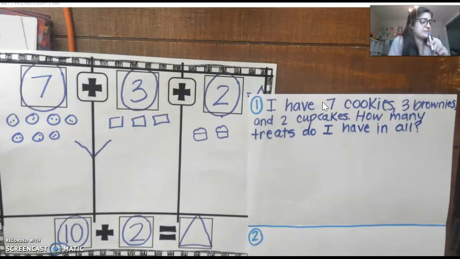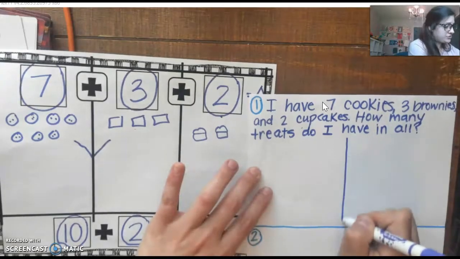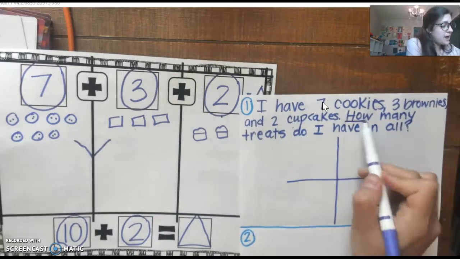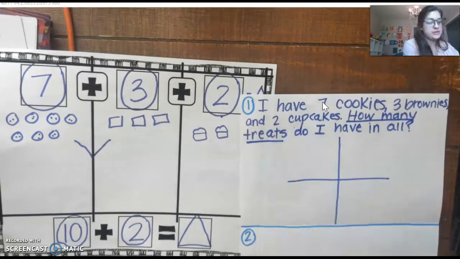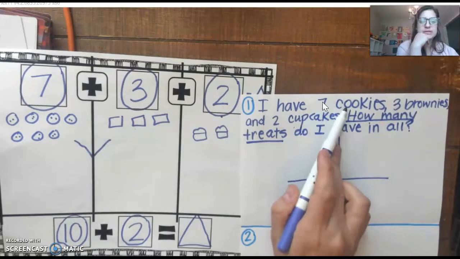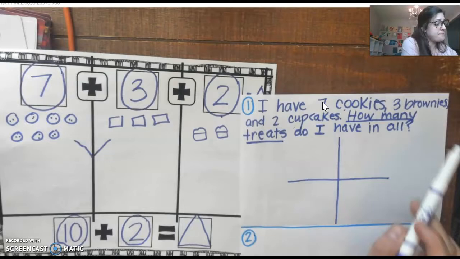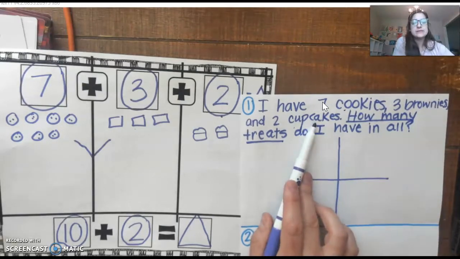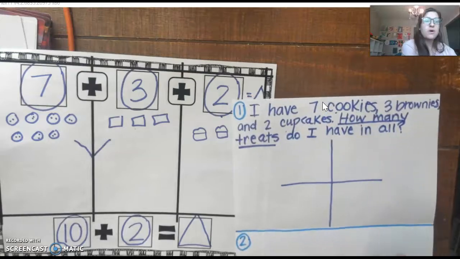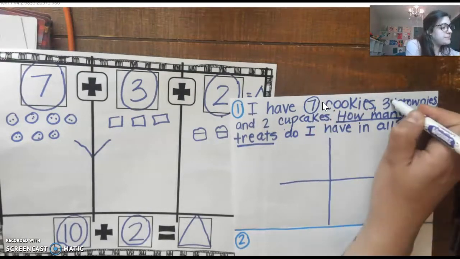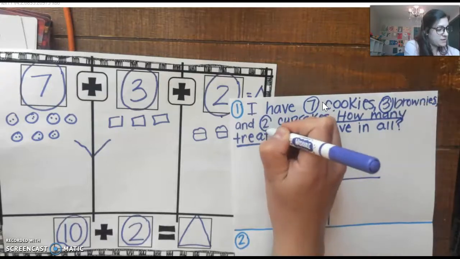So let's look at our numbers. First of all, let's figure out what I need. What am I looking for? What am I trying to solve? I want to know how many treats. Well, are cookies treats? Yeah. Are brownies treats? Yep. Are cupcakes treats? They sure are. So all 3 of those numbers are important. So I'm going to circle my 7, my 3, and my 2.